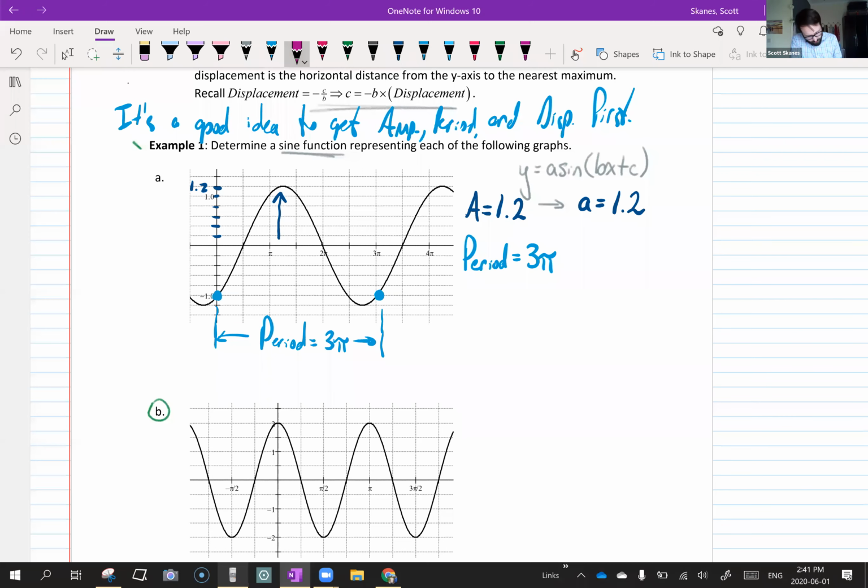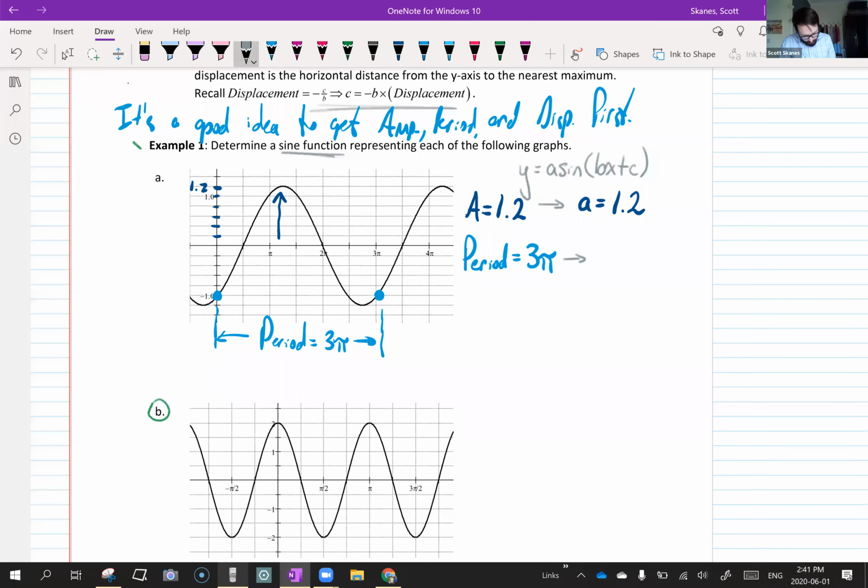If you wanted to, you could take, for example, this point, this is pi over 2, and you could take this point, that's 3 pi. It's easier to make life easy for yourself. So I would recommend taking the y-intercept. It'll almost always help you, and I'll always have it labeled. Okay, so the period's 3 pi.